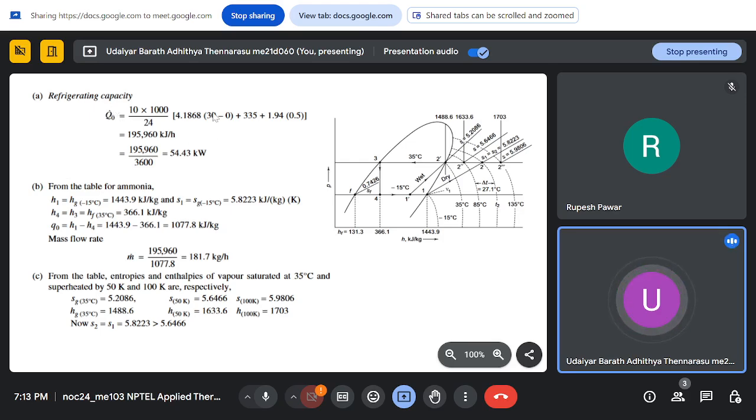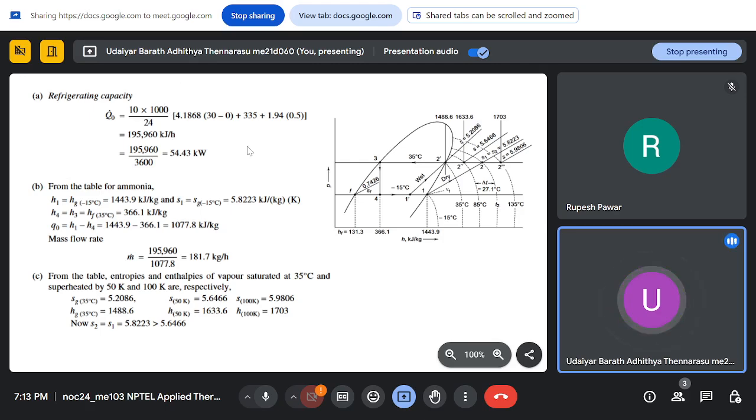So you have 10 tons of ice to be produced. So that is 10 into 1 ton, which is 1000 kg, so 10 into 1000 per day, divided by 24 hours. So that will give you the cooling capacity per hour, into this is m, into Cp delta T.